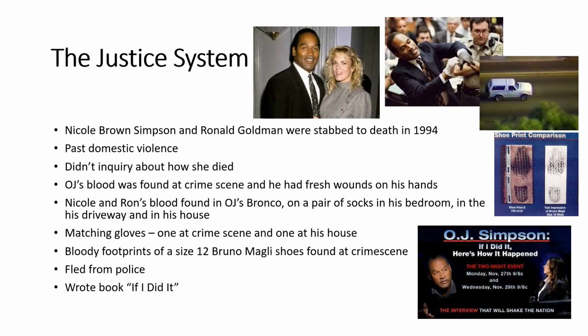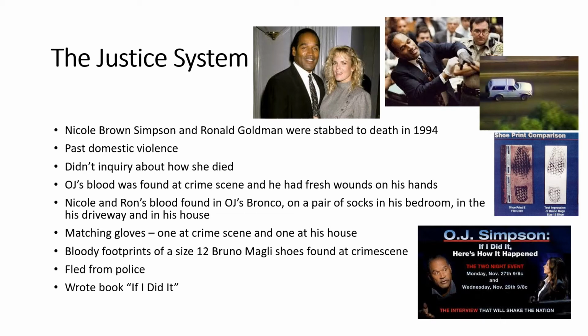They bring him in. They finally get him in for questioning. And it turns out that O.J.'s blood was found at the crime scene, and he did have fresh wounds on his hand. For me, the big thing here is that Nicole and Ron's blood was found in his Bronco, on a pair of socks in his bedroom at his house, in his driveway, and in other places in his house. The gloves did match.